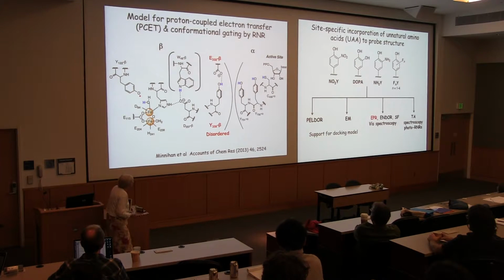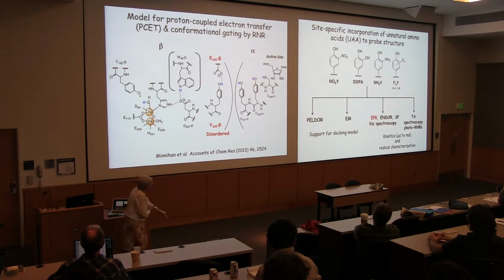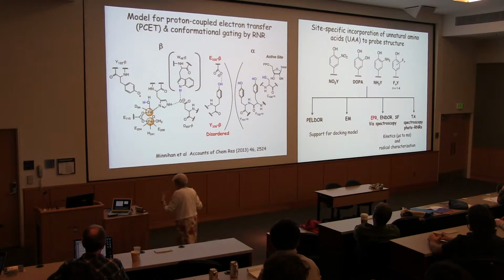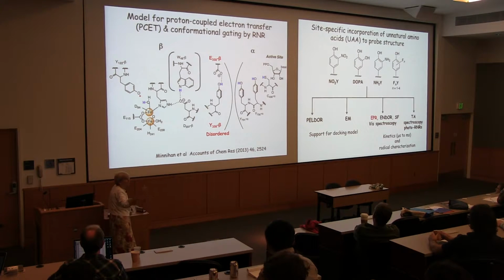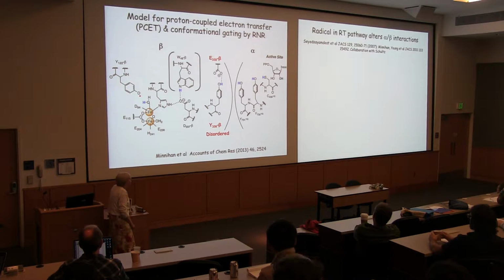So anyhow, we use these methods. You'll see a little bit about this. We use transient absorption spectroscopy. We made a photoactive ribonucleotide reductase, which allows us to do things from the microsecond time scale to the millisecond time scale. And we use those as probes to study what's going on in nucleotide reduction and in cofactor assembly, which is what I'm going to be talking about today.